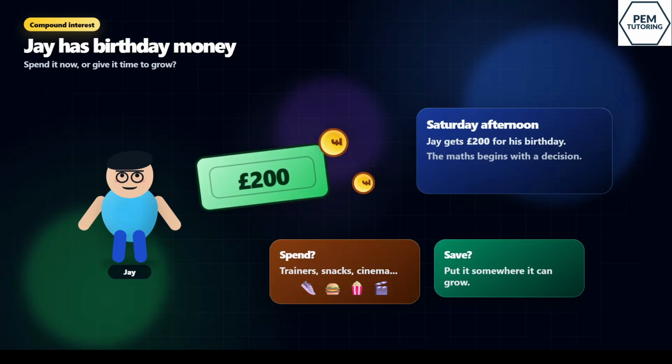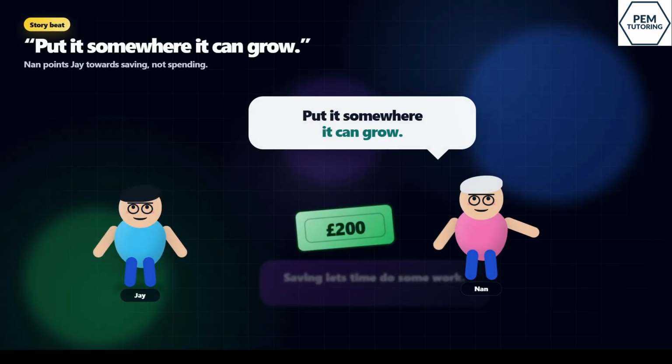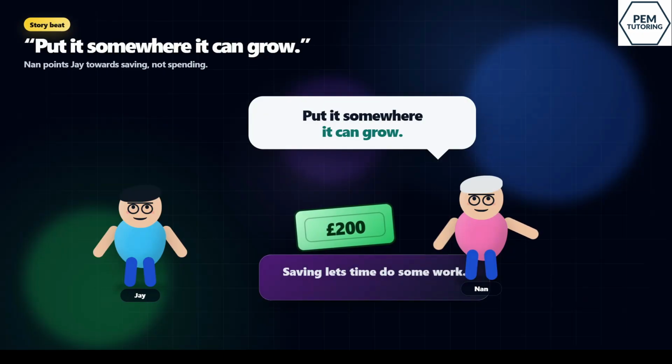Picture this. It's Saturday afternoon, and Jay has just been given £200 for his birthday. Now, Jay could absolutely spend it all in one go. Trainers, food, a cheeky trip to the cinema, gone by Monday. But instead, his nan says, put it somewhere it can grow. Jay's not convinced. Money does not grow. It just disappears from your account when you buy snacks.